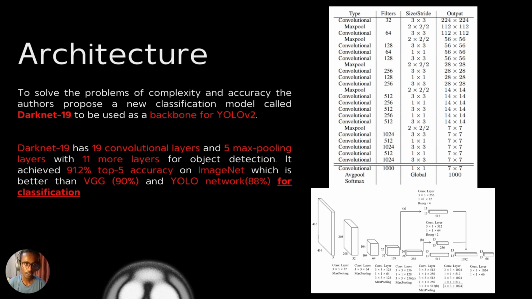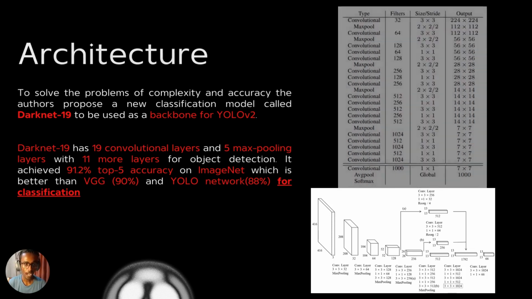It achieved 91.2% top 5 accuracy on the ImageNet dataset, which is better than the VGG model, which gave just 90% accuracy. The YOLO v1 network gave us 88%, just for classification, because ImageNet is not used to train for detection, so we only compare their classification performance. So this backbone has been proven to be better than the one used in YOLO v1 by giving a higher accuracy.